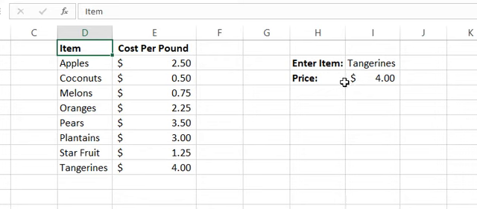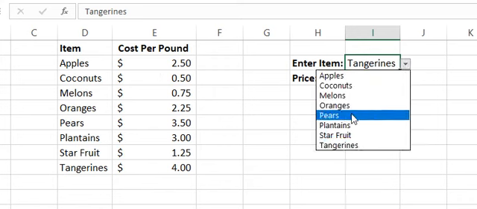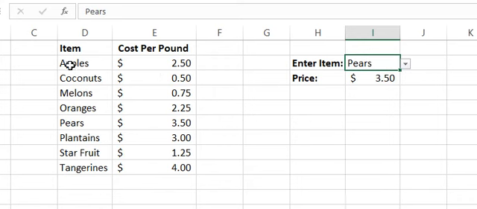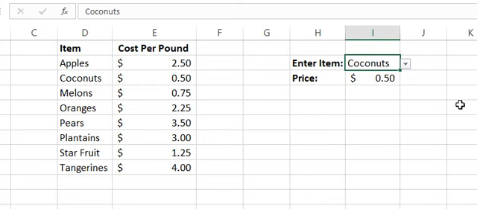But anyway, over here you wanted to have an opportunity for people, yourself or whoever, to enter whatever fruit they're looking up, and this will tell them what is the price for it. So I've set up a drop-down list that'll give me a choice of all of these fruits. And whichever one I choose, pears, it'll tell me how much price. It's looking up in this list. What's the price for pears? It's $3.50. What's the price for melons? It's 75 cents. What's the price for coconuts? 50 cents per pound.